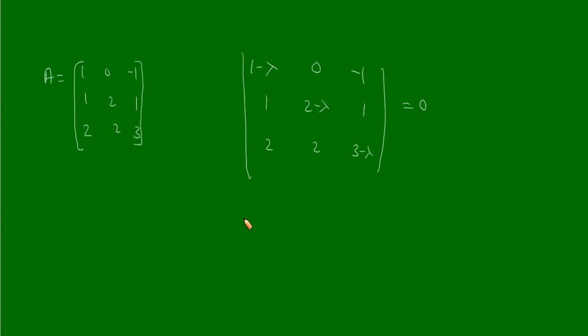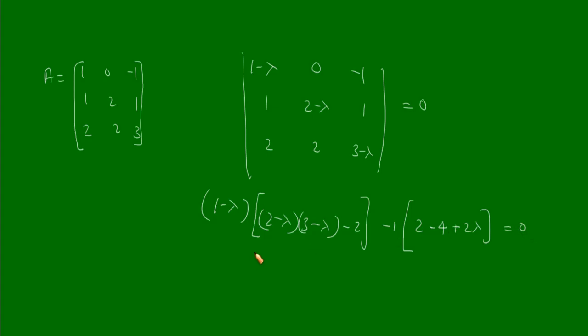Now if we solve this determinant, then 1 minus lambda into 2 minus lambda into 3 minus lambda minus 2, then this term is 0, minus 1 into 2 minus 2 into 2 minus lambda, that is 2 minus 4 plus 2 lambda, so this will be minus 1 into 2 minus 4 plus 2 lambda, is equal to 0.